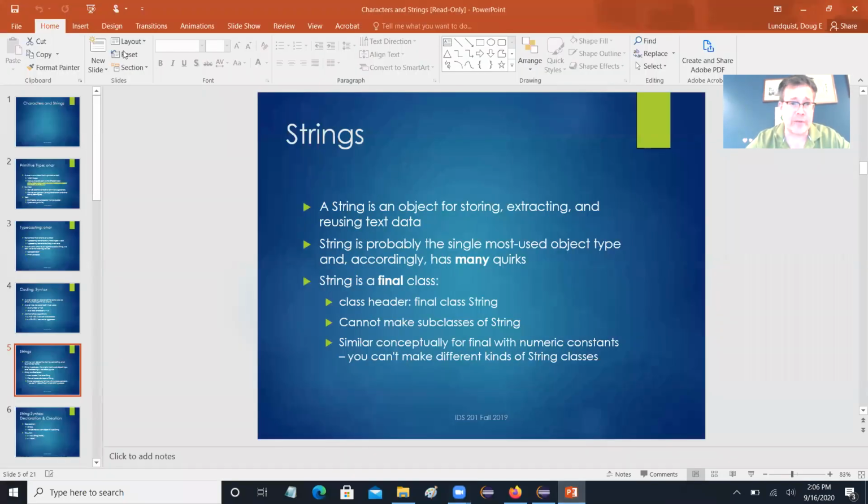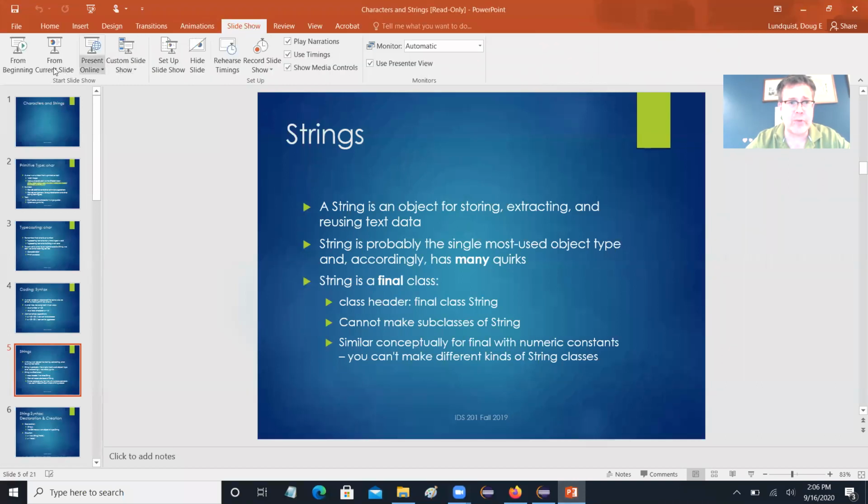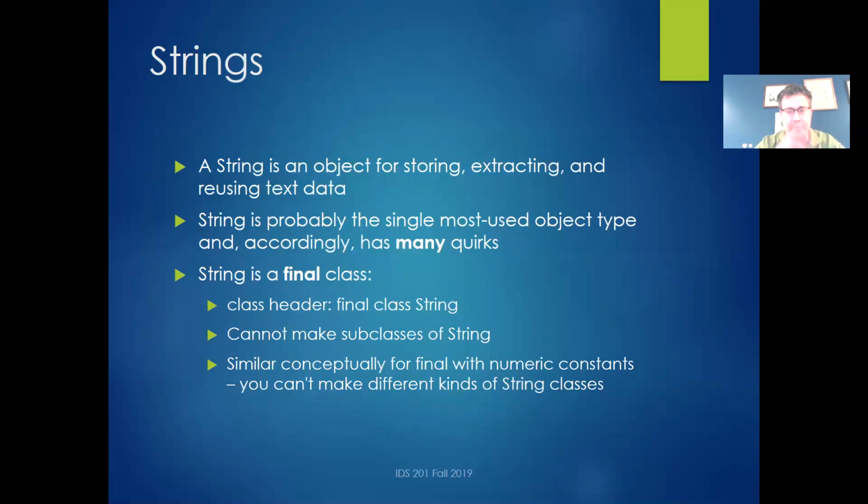So, strings, right? We've talked about strings. We've seen them sometimes in our previous examples. Basically, a string is a kind of object used primarily for storing, extracting, and reusing text. So the data that's stored in a string is just a long slug of text. Technically, it's an array of type char, so it's a sequence of characters. But because it's an object, you have specific methods you can use that you couldn't with just an ordinary array of characters.